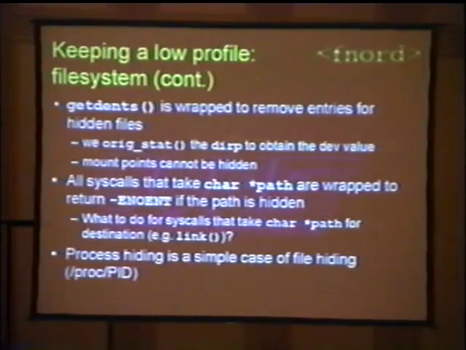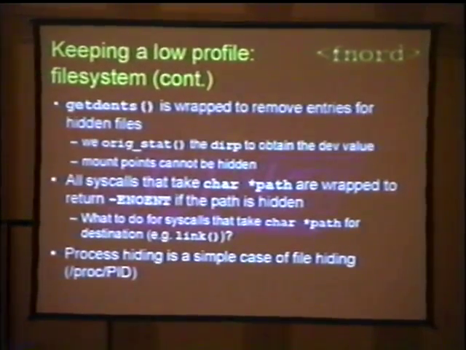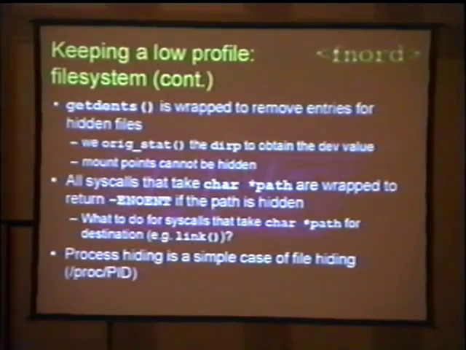So that gets rid of actually touching files, but you can also list directories. So we also wrapped getdents, get directory entries. We have to stat the directory that's passed into getdents to get a device type. But once we've got that, getdents gives us inodes for free. And then we just alter the return value. We call the system getdents, and then alter the return value, taking out all of the entries we don't want to be there.